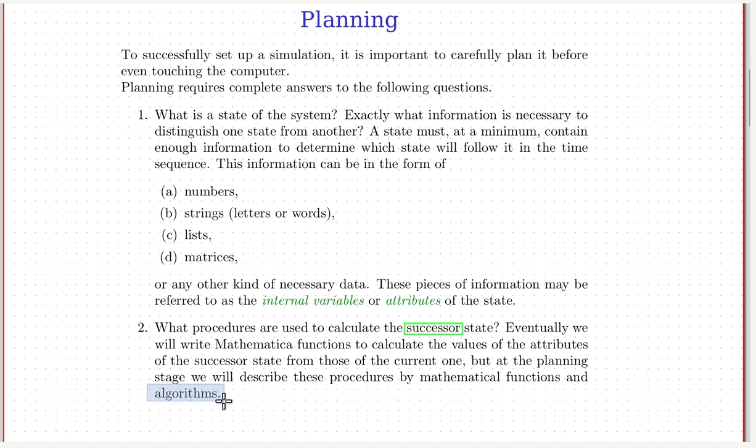I don't know if you've encountered the word algorithm. An algorithm is simply a precise process for deriving a mathematical result, or really any kind of computing result. So an algorithm is just any kind of step-by-step procedure for arriving at a result. In addition to using mathematical functions, you can also use algorithms. You can describe very precisely, step by step, what you have to do to get from the current state to the next state, or even more specifically, how to get from the attributes of the current state to each attribute of the successor state.